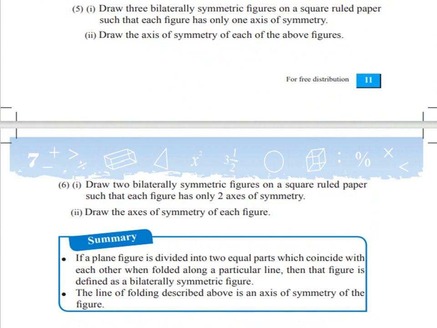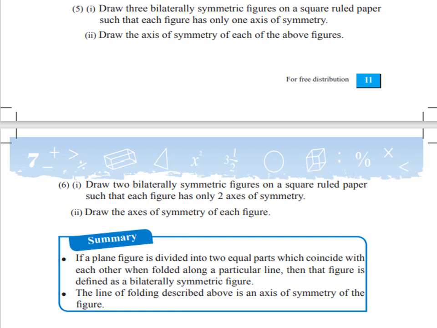For the other half of the exercise 1.2. Fifth one, first one. Draw 3 bilaterally symmetric figures on a square ruled paper such that each figure has only one axis of symmetry. So guys, in this one, let's discuss both. Draw the axis of symmetry of each of the above figures.